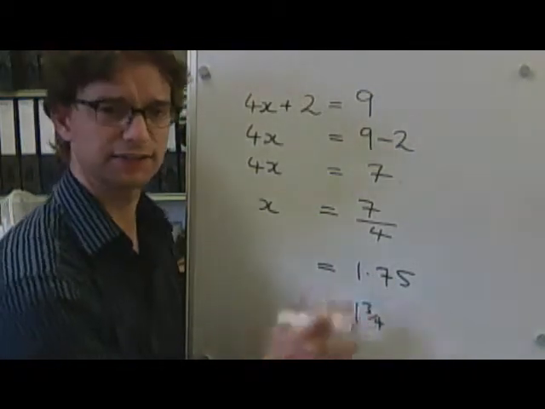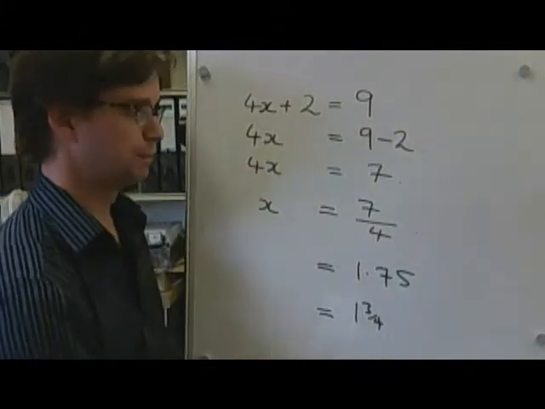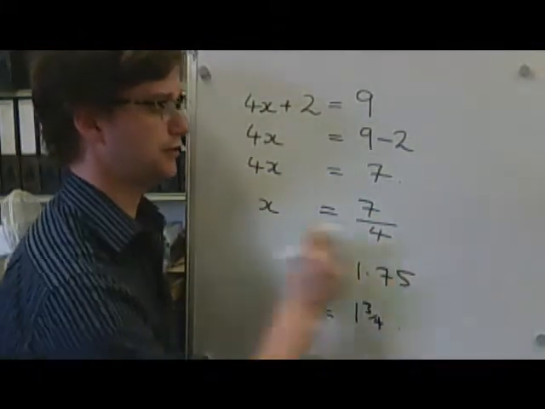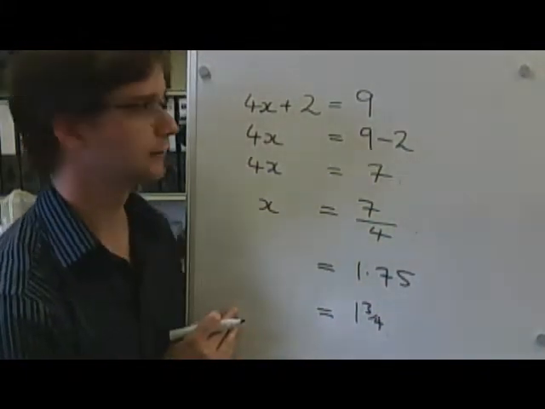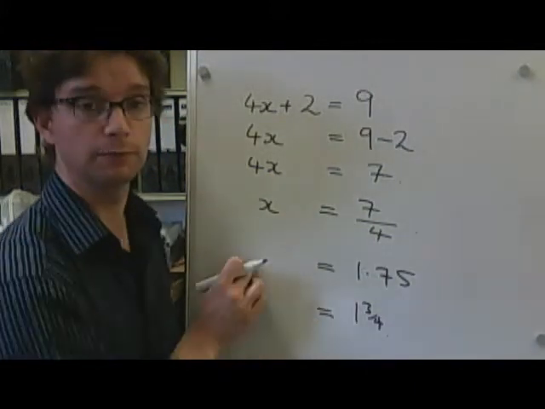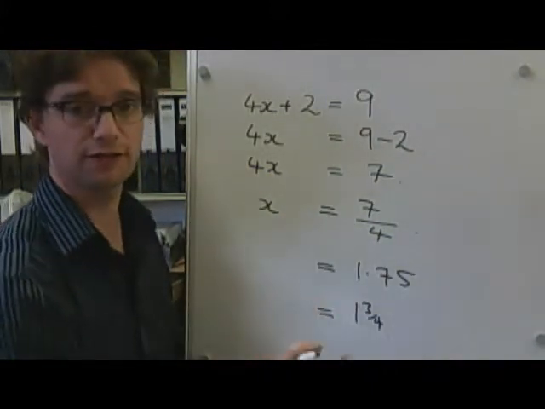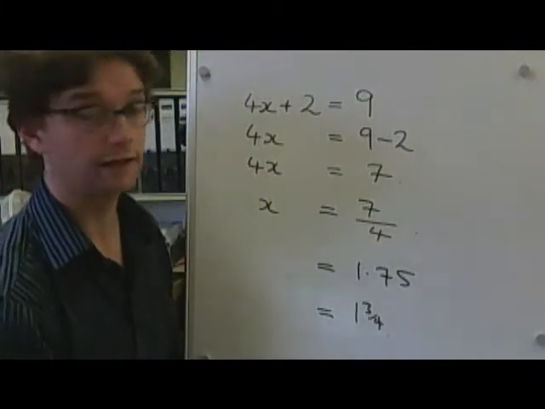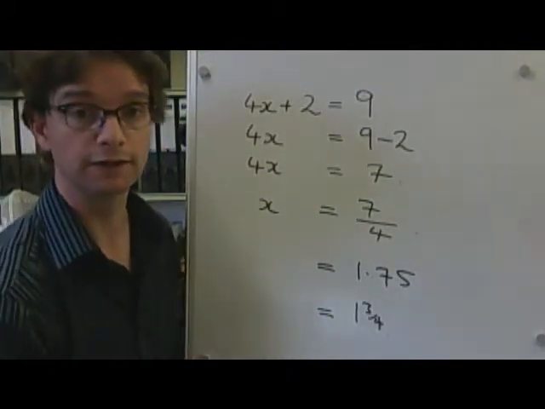I wouldn't ever write that. It's just difficult to manipulate. I'd prefer you to write this. Okay? So it doesn't matter if you don't get a whole number. If you get a funny looking fraction, that's fine. And that's how to solve really simple linear equations.